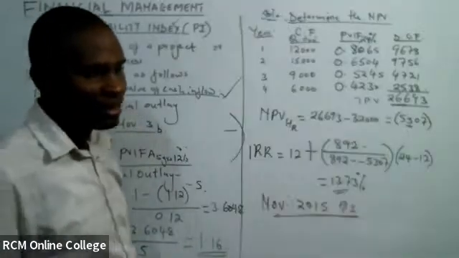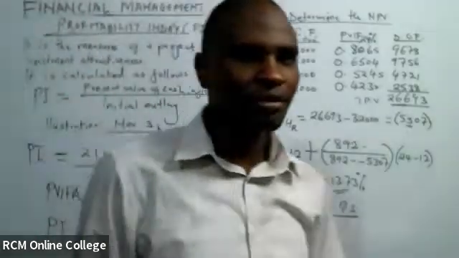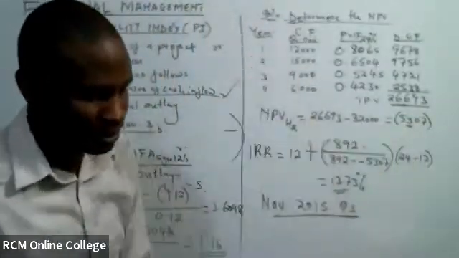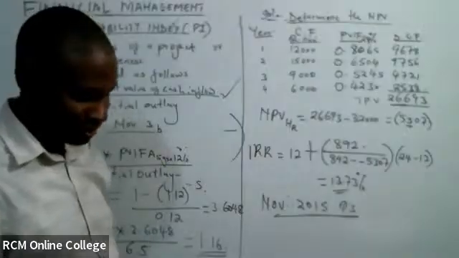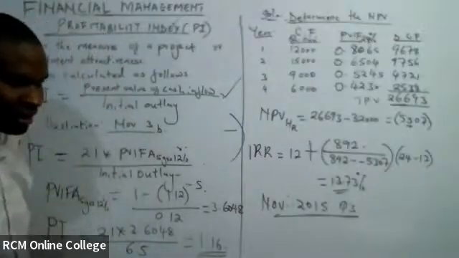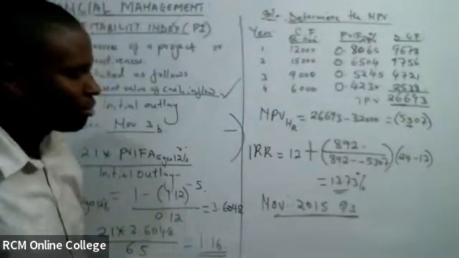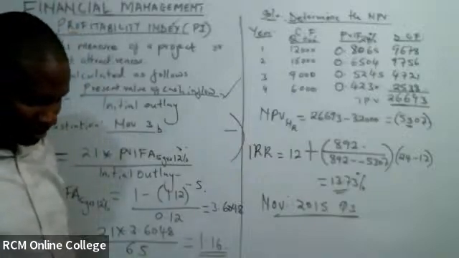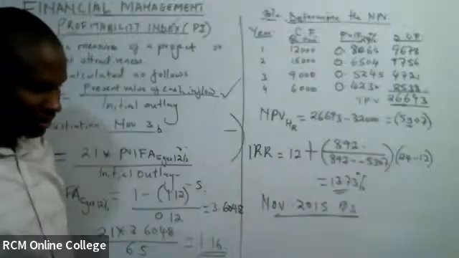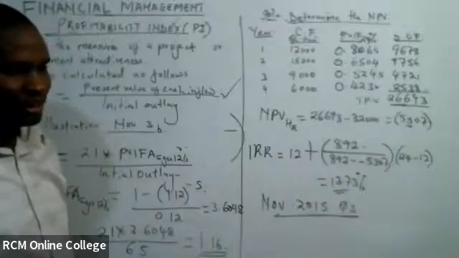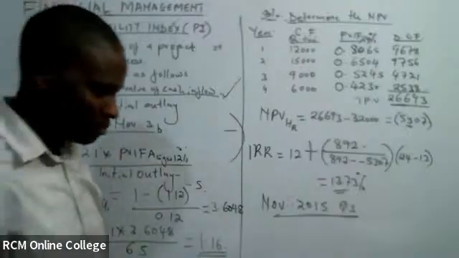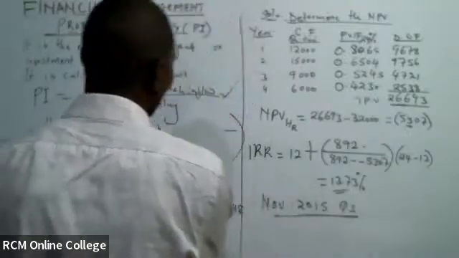If the PI is greater than 1, accept. If it is less than 1, reject. If it is equal to 1, may accept. Hivyo tu, and we're done. Hope you understand. And then, please, I would like you to tell me, what should we do to this project? Should we accept? Yes, because the PI is greater than 1.